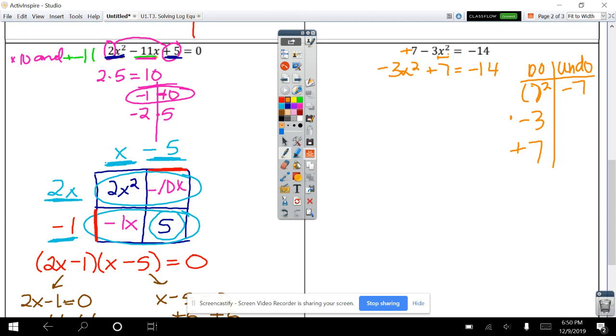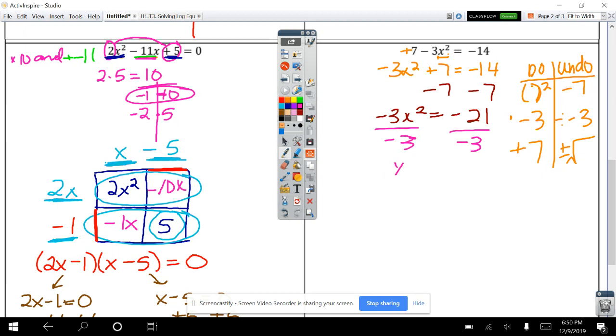So to undo this, I subtract 7, divide by negative 3, and then the opposite of squaring is square rooting, but don't forget the plus or minus square root. So to undo, we're going to start with subtracting 7 on both sides. That leaves me with negative 3x squared equals negative 21. Then I need to divide by negative 3. That leaves me with x squared equals positive 7.